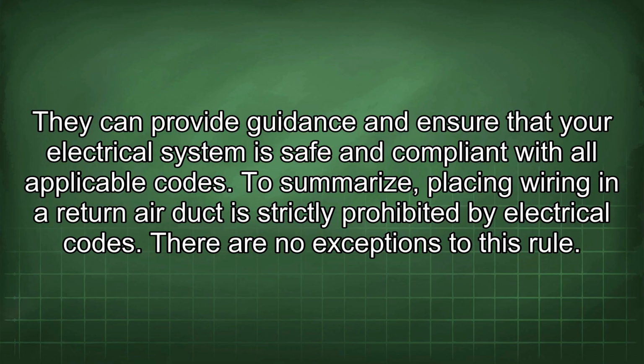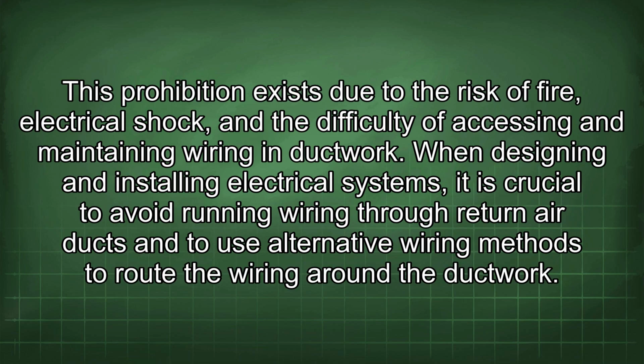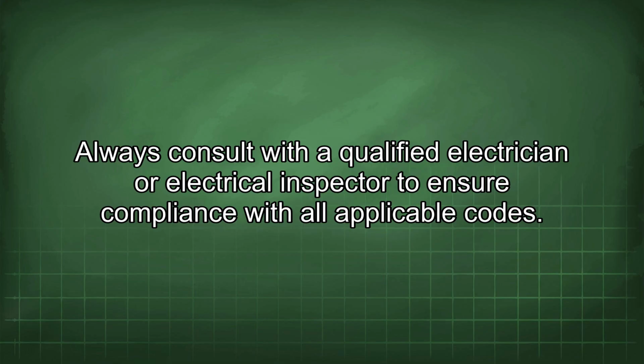To summarize, placing wiring in a return air duct is strictly prohibited by electrical codes. There are no exceptions to this rule. This prohibition exists due to the risk of fire, electrical shock, and the difficulty of accessing and maintaining wiring in ductwork. When designing and installing electrical systems, it is crucial to avoid running wiring through return air ducts and to use alternative wiring methods to route the wiring around the ductwork. Always consult with a qualified electrician or electrical inspector to ensure compliance with all applicable codes.